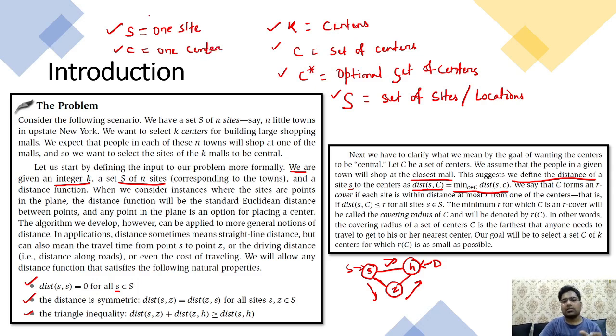Small c is one center, capital C is the set of centers. Clear? So it is clearly mentioned that we will keep the distance of the selected site to all the set of centers. Which one we will keep? The minimum one, which is the nearest center of all the set of centers, will be picked as the distance. Clear? So what exactly should we say in other words? It is clearly mentioned.